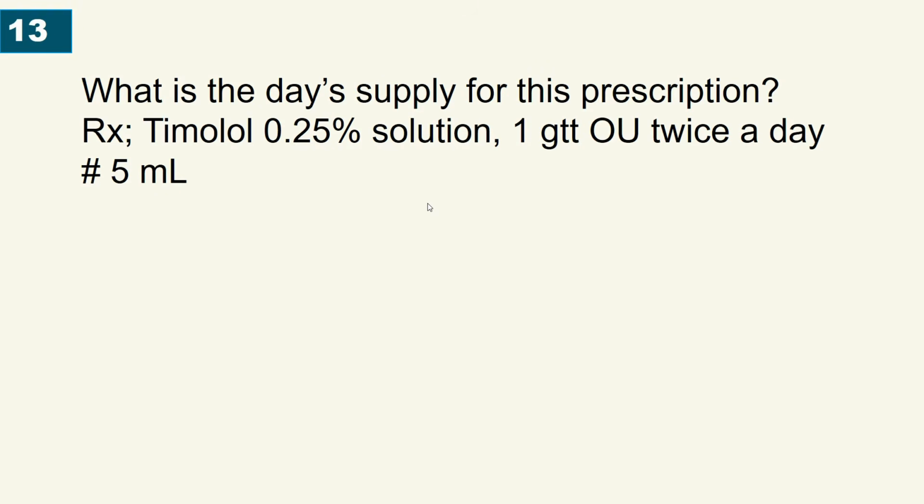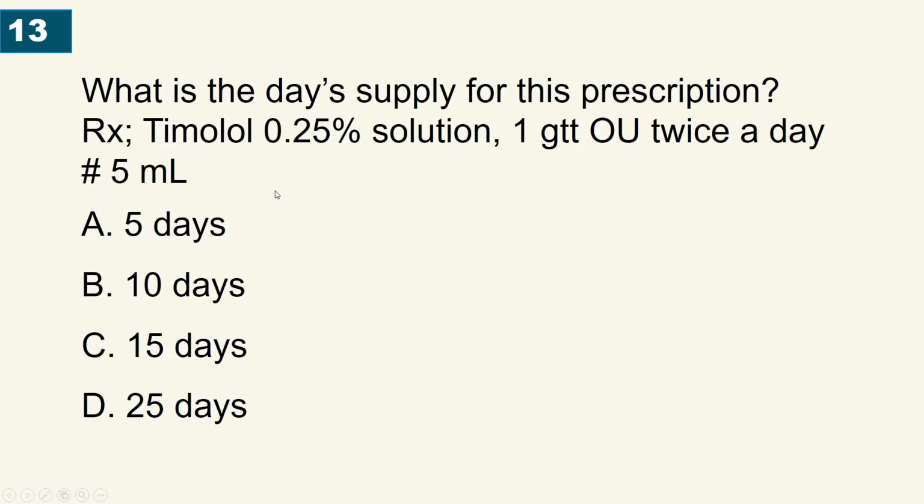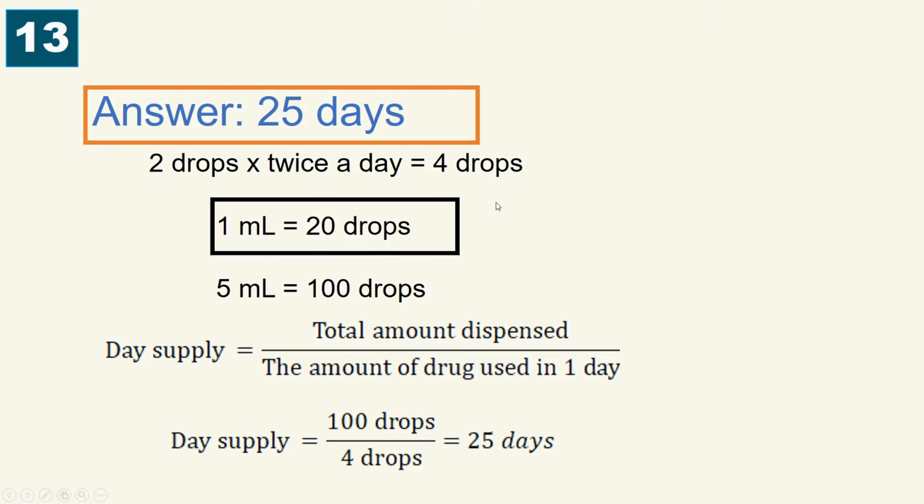What is the day's supply for this prescription? Timolol 0.25% solution, 1 GTT OU twice a day, and the bottle size is 5 milliliters. A 5 days, B 10 days, C 15 days, D 25 days. Correct answer is 25 days. So let's solve this. Here you have direction is 2 drops twice a day.